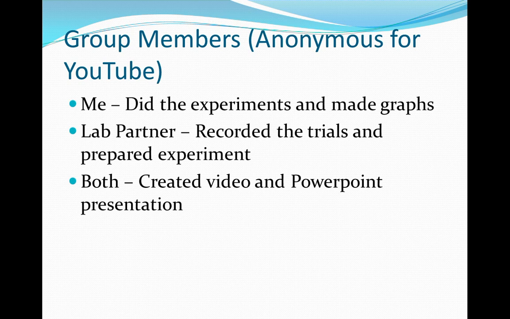Group members. Me: I did the experiments and made the graphs. My lab partner recorded the trials and prepared the experiment. We both created the video and PowerPoint presentation.